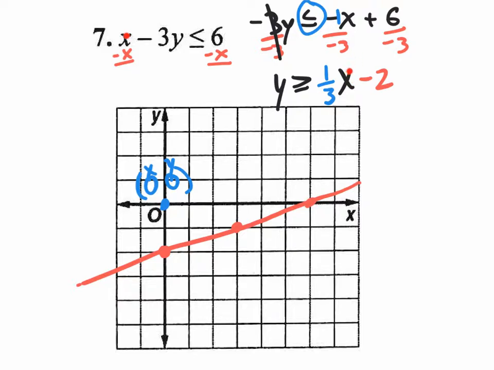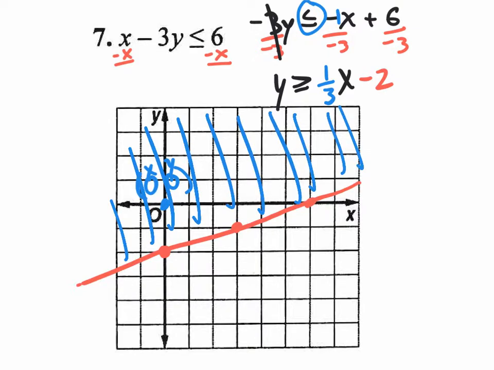0 for y, 0 for x, it would say 0 is greater than -2. Is 0 greater than -2? Yes. So this point does work. So what am I shading? The top. If it wouldn't have worked, I would have shaded in the bottom. Easy peasy, right?